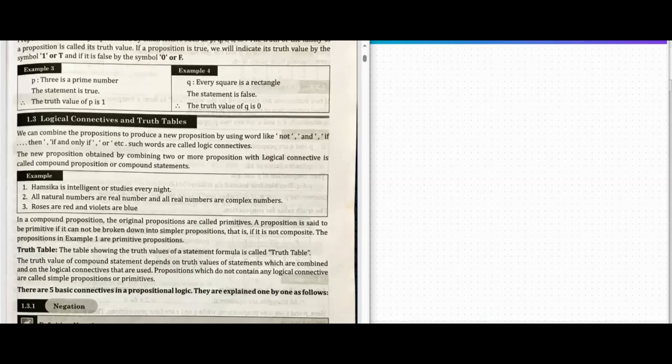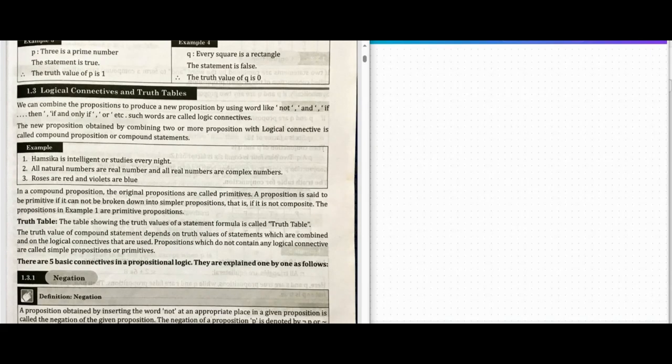We usually represent the truth table by using 1 and 0. 1 means true and 0 means false. So, 3 is a prime number. The statement is true, so we write the truth value of p is 1. Every square is a rectangle? The statement is false, since not every rectangle is a square. The truth value of q is 0. So for true we write 1, and for false we write 0.